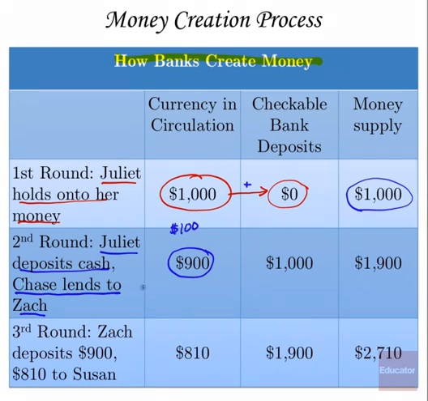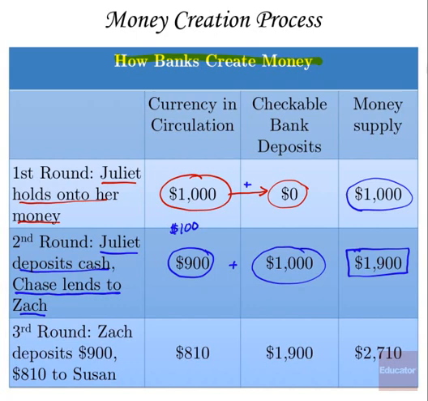Well, guess what? What's in the money supply is that original $1,000 deposit by Juliet at Chase Bank. And so the total money supply out there is $1,900. So even though the original amount was $1,000, there's $1,900 in money supply because there's $1,000 in checkable bank deposits plus $900 currently in circulation.